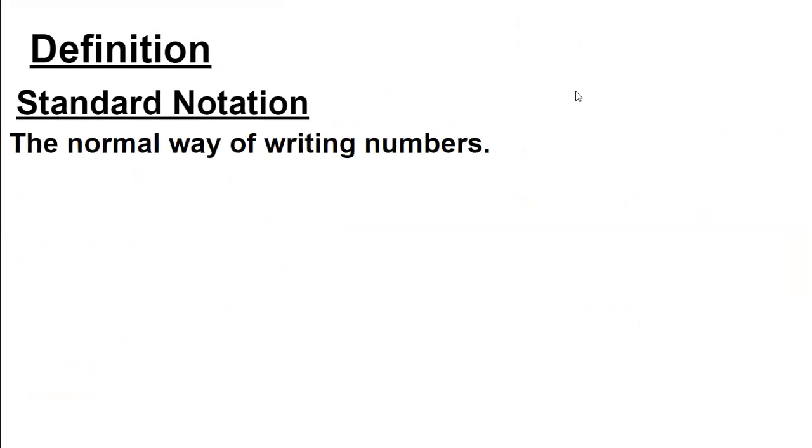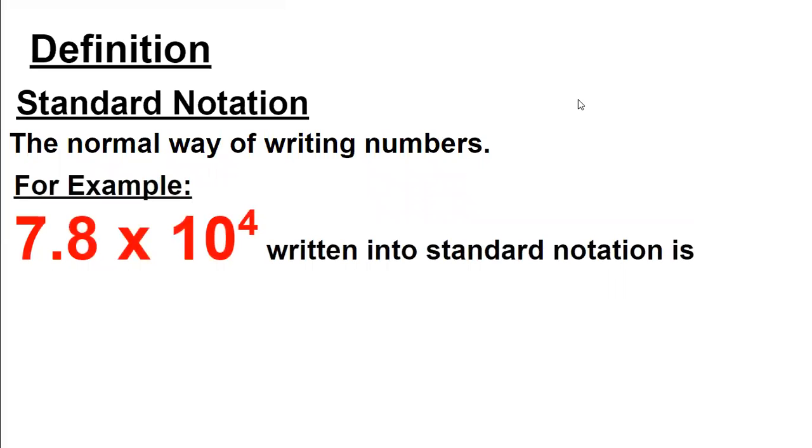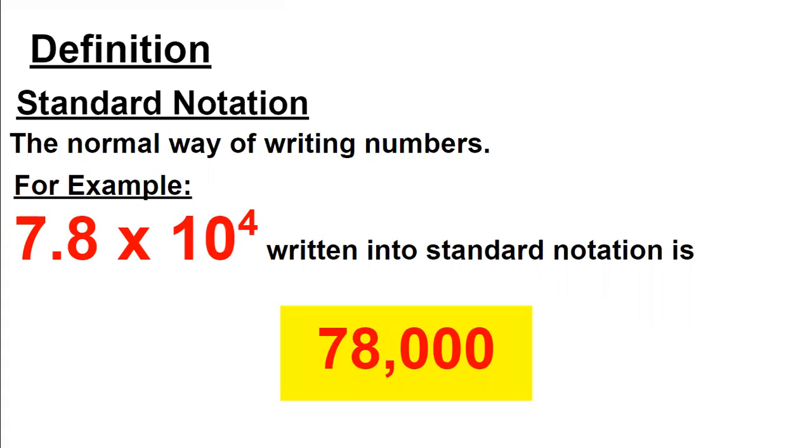Welcome back. Let's move on. We have another definition. We have to talk about standard notation. Our last one was about scientific notation. This definition is about standard notation. Standard notation is just the normal way of writing numbers. It's the way you've always written numbers. So for example, 7.8 times 10 to the 4th power can be written in standard notation as 78,000. So that's the normal way you would see the number.